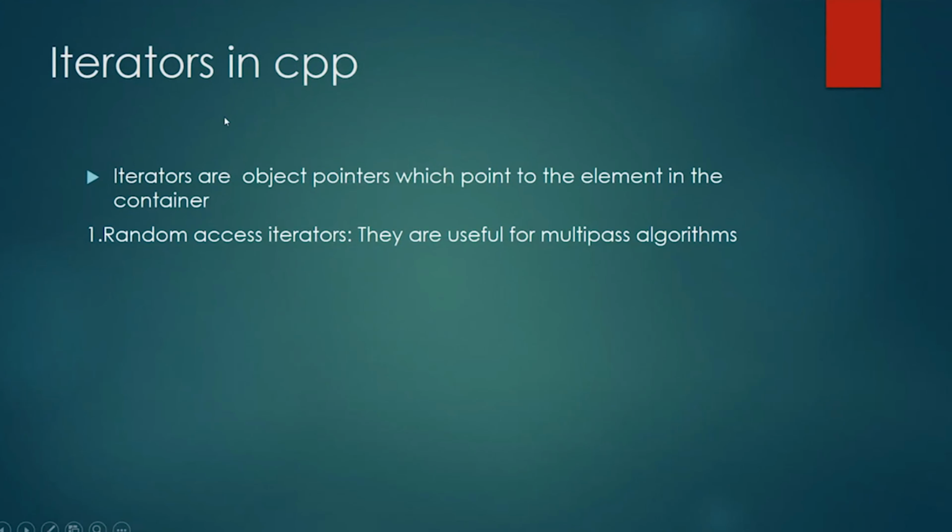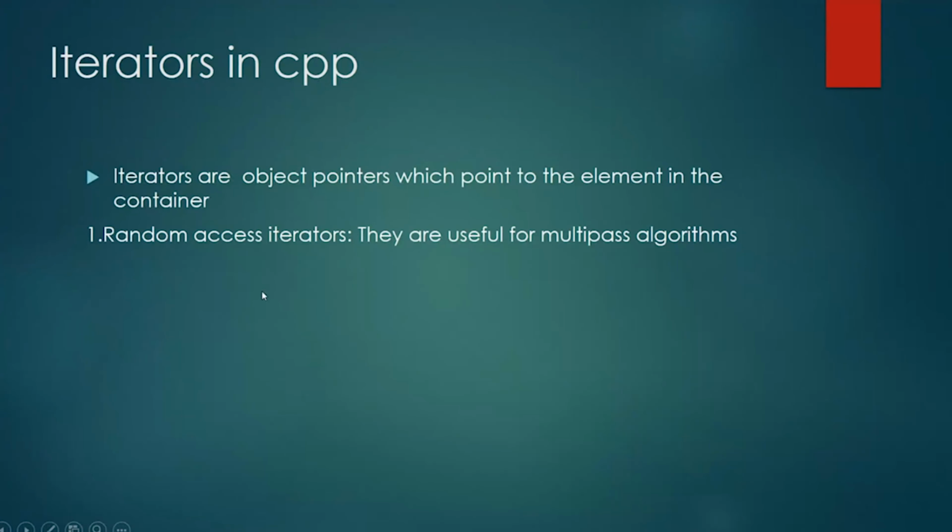What are iterators? Iterators are object pointers, meaning they point to a specific object in the container. I will talk about vector iterators here. In the future, when we talk about maps, sets, and other containers, we will talk about their iterators also. So here I am only talking about vector iterators.